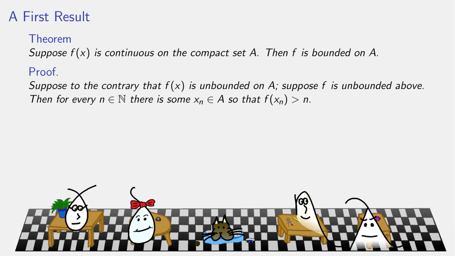So if a function is unbounded above, there is no upper bound, meaning every natural number fails to be an upper bound. So for every natural number n, some point x_n in the set has the property that f of x_n is bigger than n. n is not an upper bound on the range, so something in the domain evaluates in the range to be bigger than n, and this is true for every n.